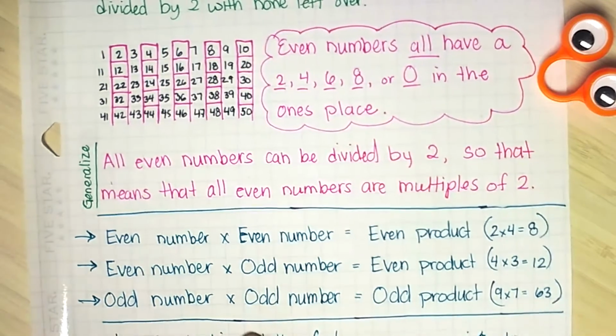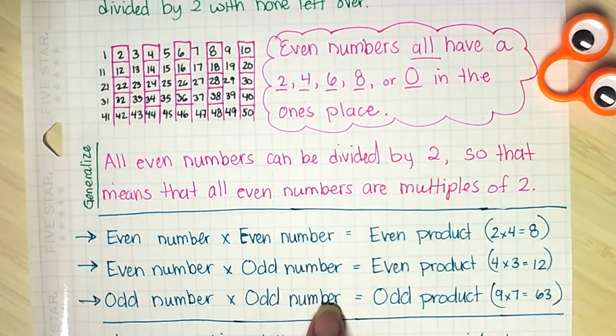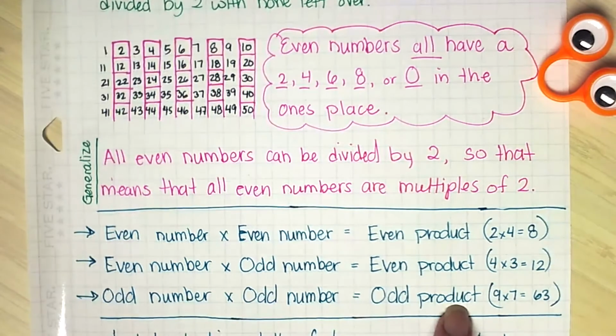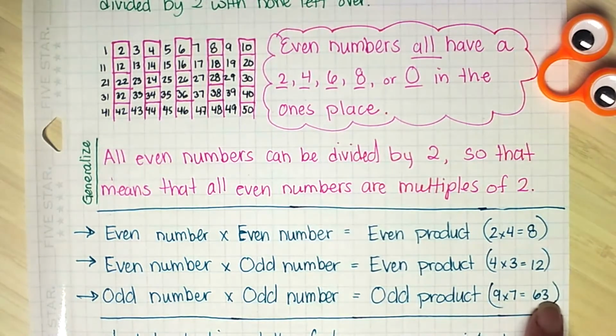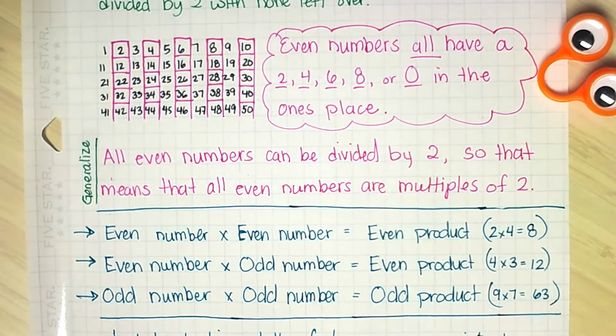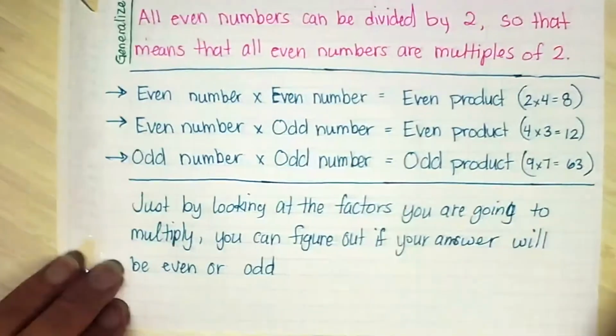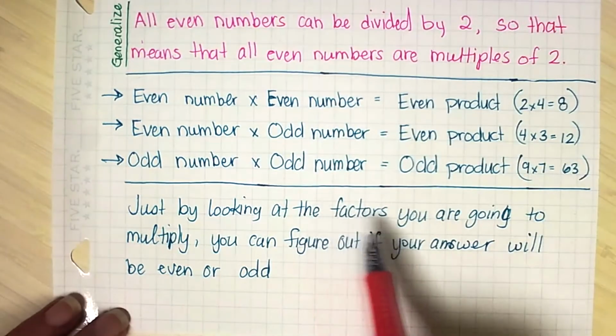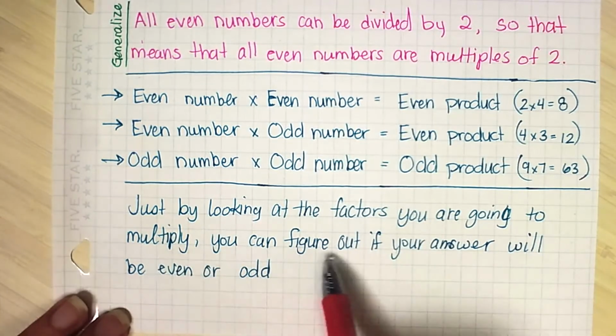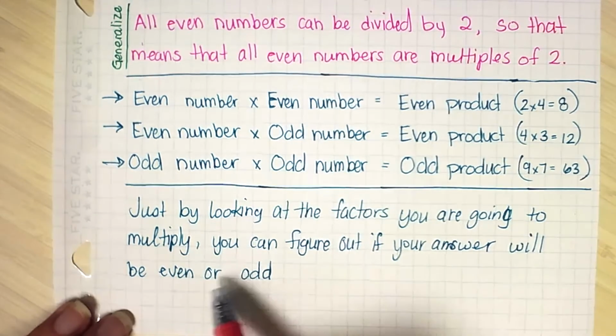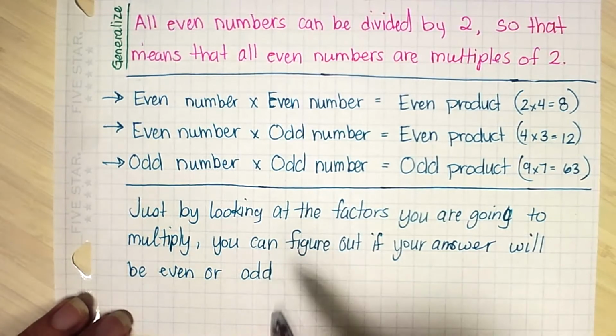And for the last one, if you have an odd number times an odd number, then you will get an odd product. For example, 9 times 7 is equal to 63. 63, if we look at that ones place, it's not a 2, 4, 6, 8, or 0, so this is an odd number. So just by looking at the factors that you're going to multiply, you can figure out if your answer is going to be an even answer or if it's going to be an odd answer.